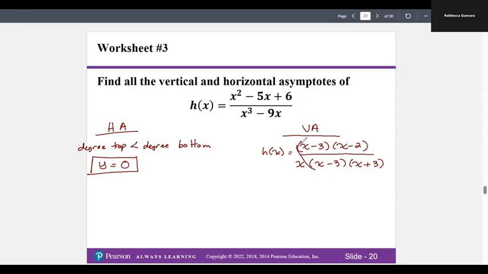What we see here is a common factor. This is where x would be equal to 3, and this is going to be a hole. The other two don't have any other common factors. We just have this here and this here. They're my other places where I'm undefined. So we're going to have a vertical asymptote at x equals 0 and a vertical asymptote at x equals negative 3.